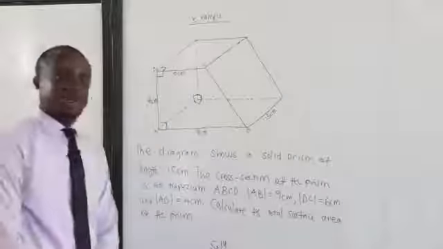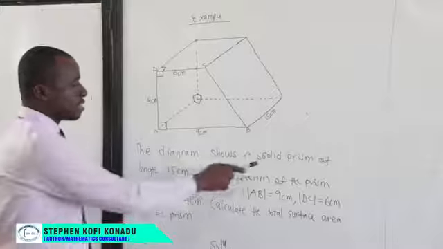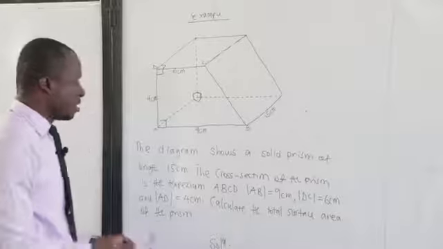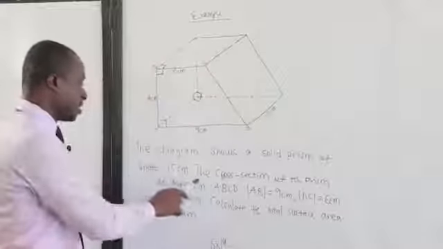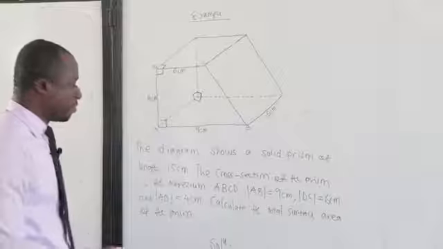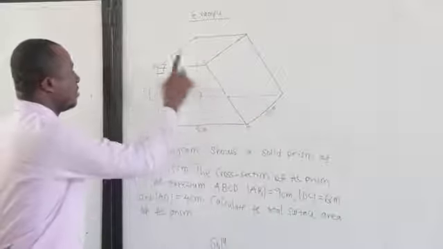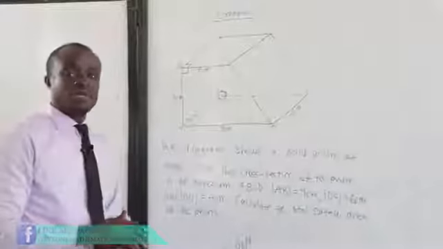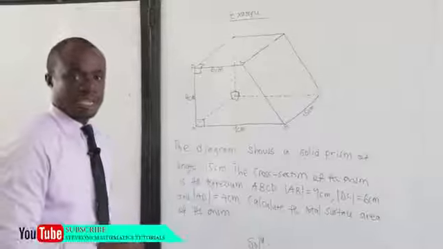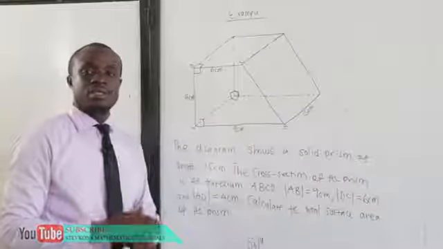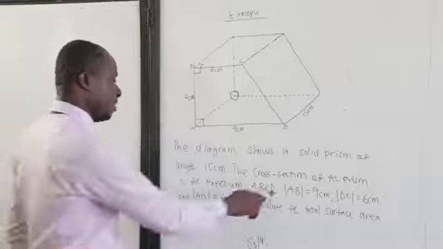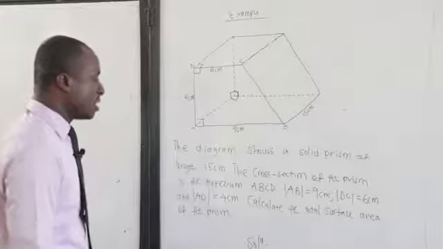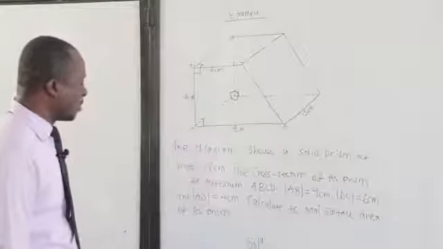Now let's consider this example. It says that the diagram shows a solid prism of length 15 centimeters. So the length is 15 centimeters. Remember, this is not to scale. The cross section of the prism is the trapezium ABCD. We are being told ABCD is a trapezium. Now, hope you know how to find the area of a trapezium. That is half times sum of the parallel sides times the height. Now we are being told that if AB is 9, DC is 6 centimeters, and AD is 4 centimeters, you should calculate the total surface area of the prism.